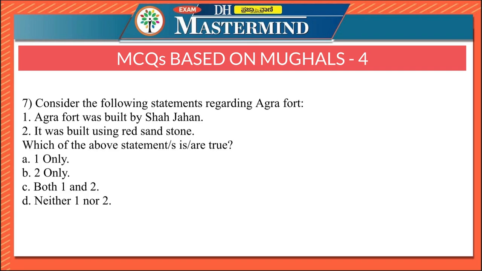Seventh question says, consider the following statements regarding Agra Fort. Agra Fort was built by Shah Jahan. It was built using red sandstone. Statement 1 is false. Statement 2 is correct. Therefore, the right option is option B, 2 only. Agra Fort was built by Akbar, not Shah Jahan but Akbar, and it was built in red sandstone. This is a correct statement.